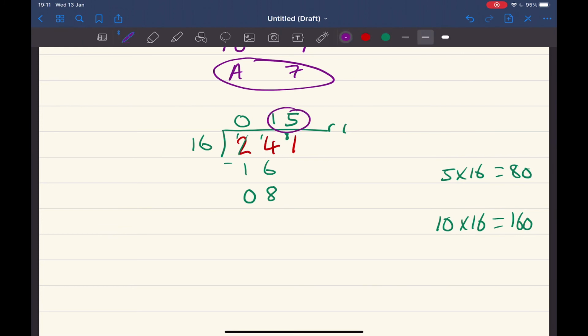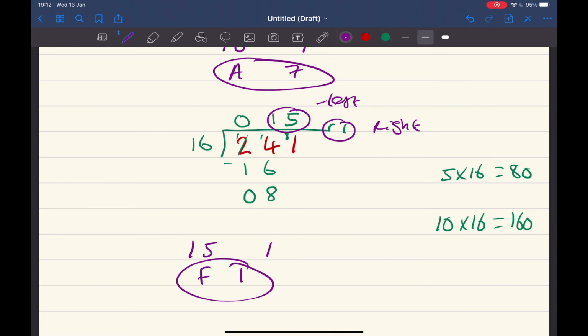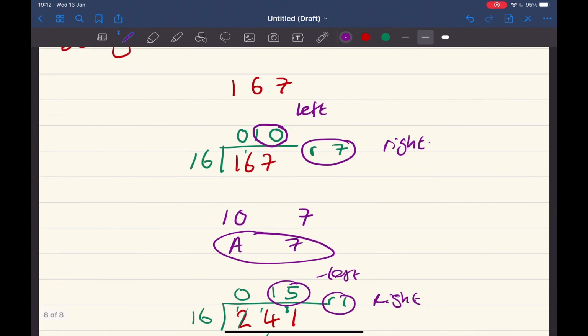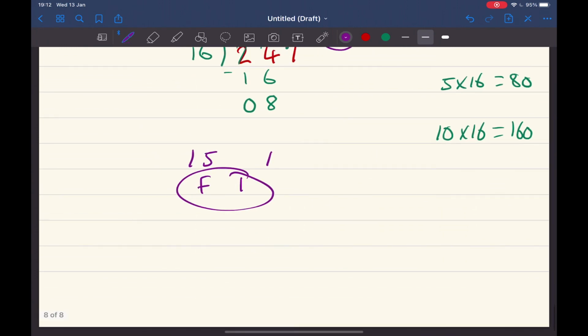So again, this number is on the left, this number is on the right. So our answer becomes 15, 1. 15 we can't do, 15's an F. So F, the answer is 1, so the answer becomes F1. So our bus stop method is going to be really, really useful, really quick in terms of being able to convert that binary number back and forth. I said I was going to show you 2 ways of doing it.